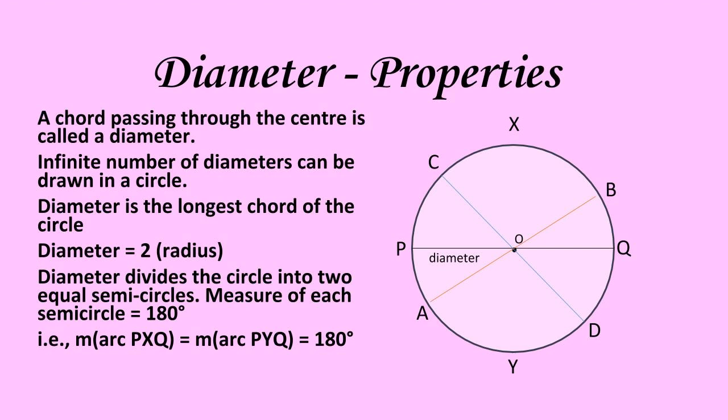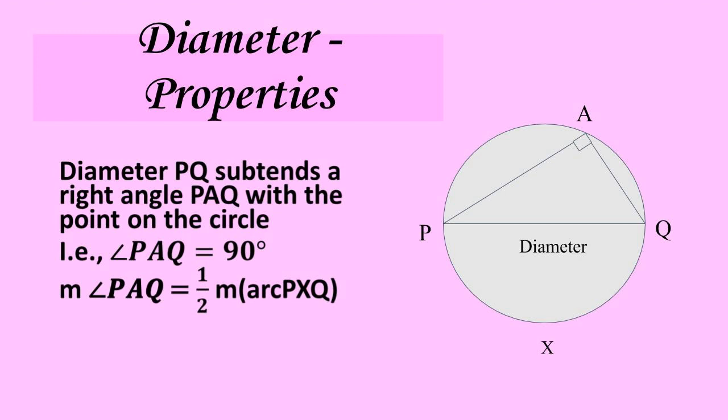Moving to the next part, diameter also subtends a right angle PAQ with a point on the circle. So point A lies on the circle, on the circumference, and diameter PQ forms 90 degrees with it. So measure angle PAQ will be equal to 90 degrees, which is equal to half of measure arc PXQ. Measure arc PXQ in the previous slide we saw was equal to 180 degrees. So if we halve it, we will get 90 degrees.